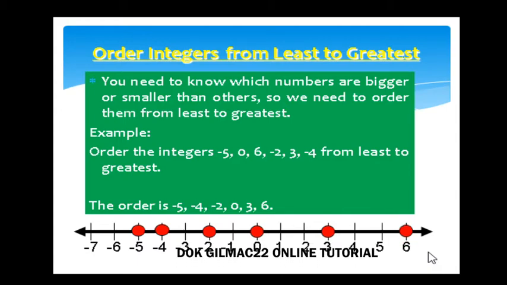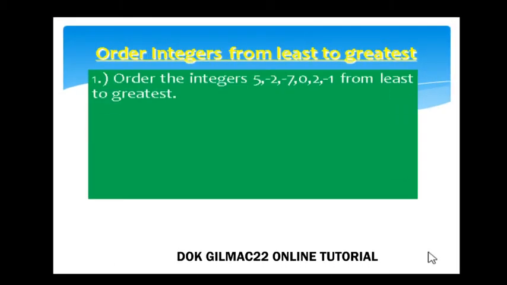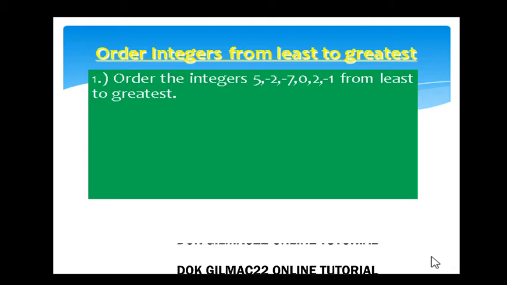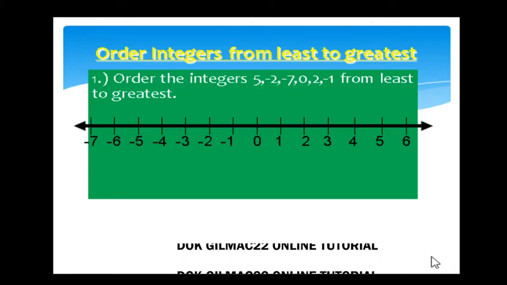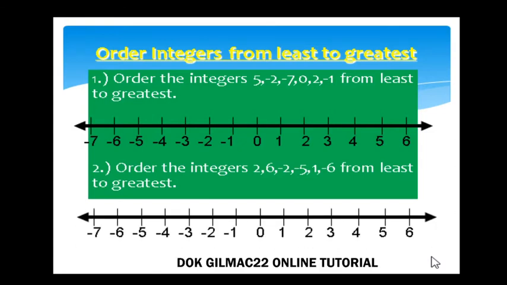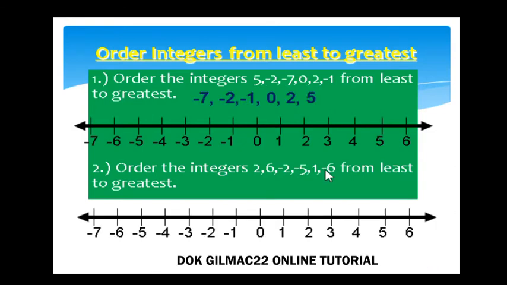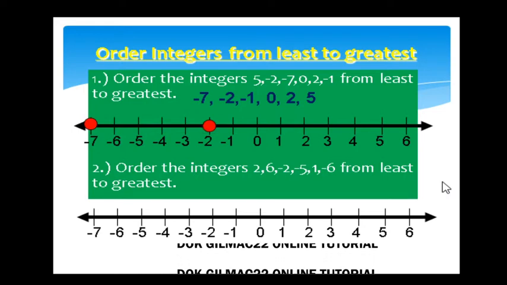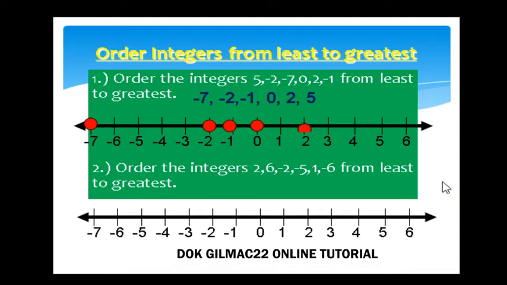Next one. Order the integers 5, negative 2, negative 7, 0, 2, negative 1 from least to greatest. Again, we arrange the given integers. So, negative 7, negative 2, negative 1, 0, 2, and 5. So, let's plot. We have negative 7, negative 2, negative 1, 0, 2, and 5.